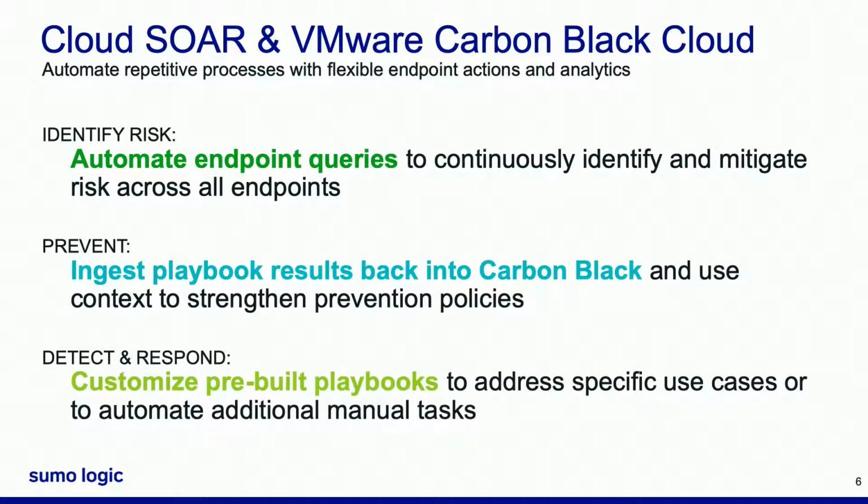Let's look at that a little bit deeper. In the Cloud SOAR, to identify risk, we're able to automate endpoint queries to continuously identify and mitigate risk across all endpoints. So we can gather additional enrichment through the Cloud SOAR and be able to tell a more cohesive story. We can also prevent by ingesting playbook results back into Carbon Black Cloud and use context to strengthen prevention policies. And again, detect and respond by customizing pre-built playbooks to address specific use cases or automate additional manual tasks. So how does this work?